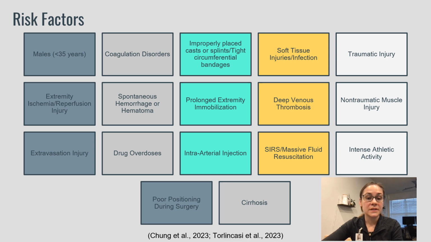Also, extremity ischemia, reperfusion injury, spontaneous hemorrhage or hematoma, prolonged extremity immobilization, deep venous thrombosis, non-traumatic muscle injury, extravasation injury, drug overdoses, intra-arterial injection, SIRS with massive fluid resuscitation, intense athletic activity, poor positioning during surgery, and cirrhosis.